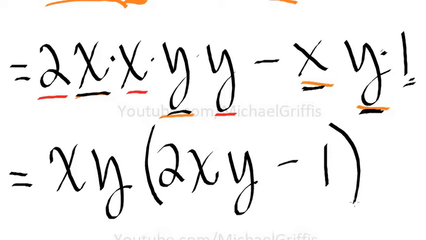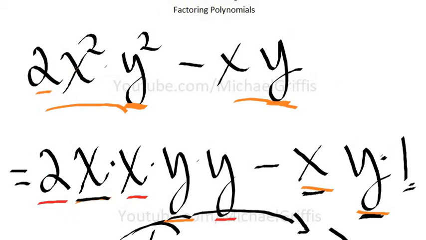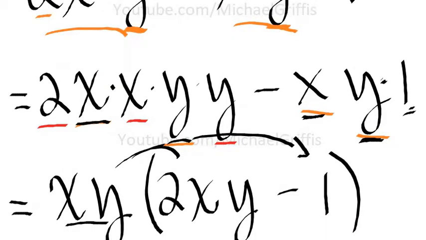We can always check our work by distributing this xy across each one of these terms, multiplying it to each one of these terms. We should get back what we started with. Okay, let's take a look at another one.